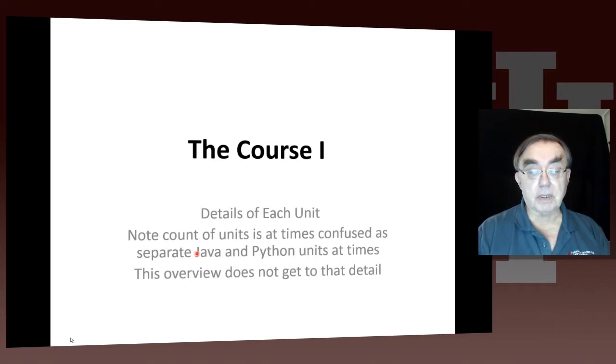I should point out that the unit counts are sometimes a little less clear than they could be, because in this presentation here, I don't distinguish the Java unit from the Python unit, whereas if you actually look at the course, they're actually separated. So when I say 1 unit, it might appear as 2 units if there's a separate Python and Java version.